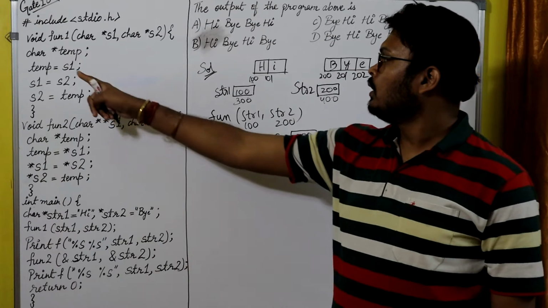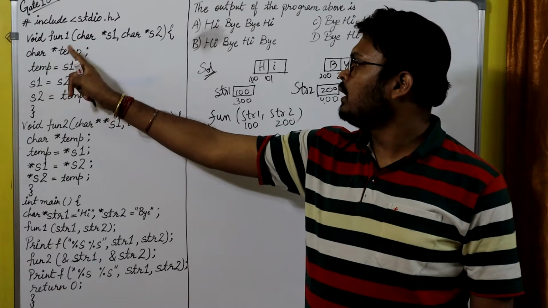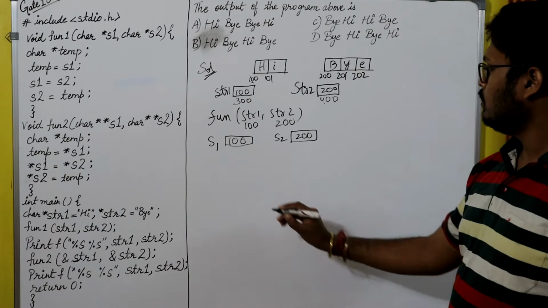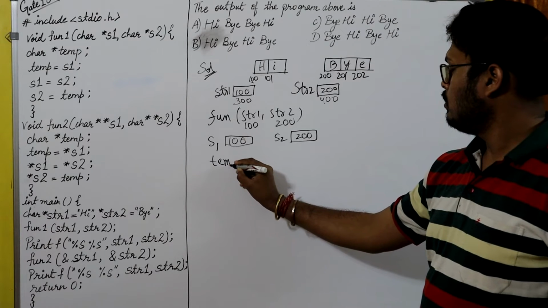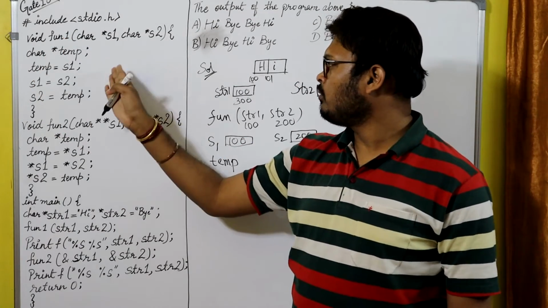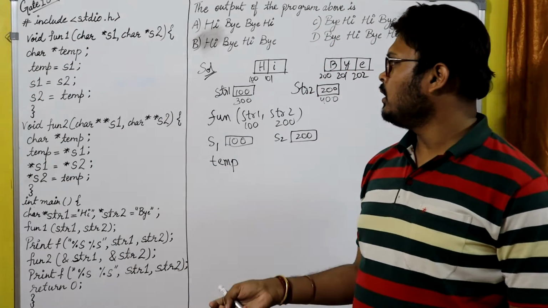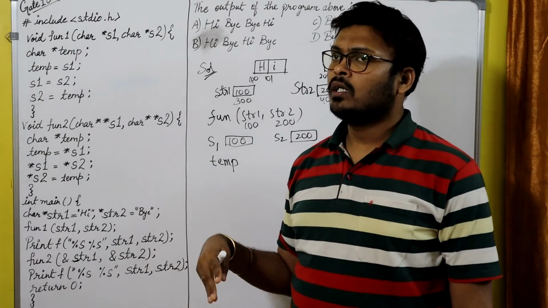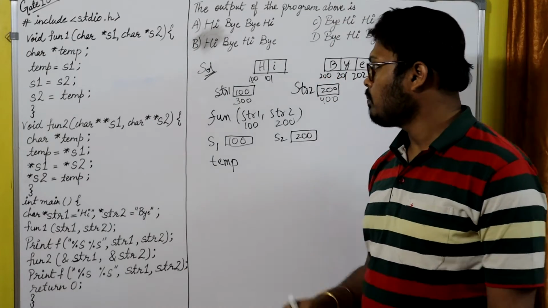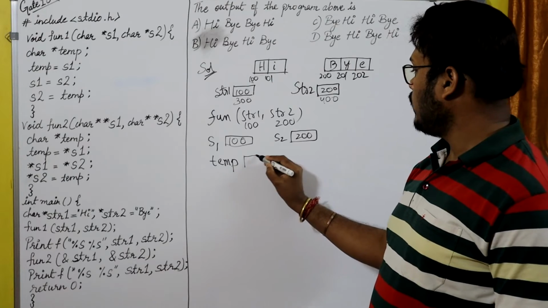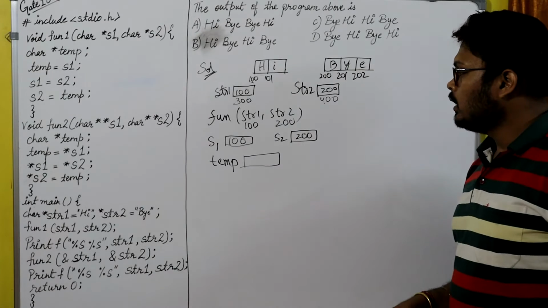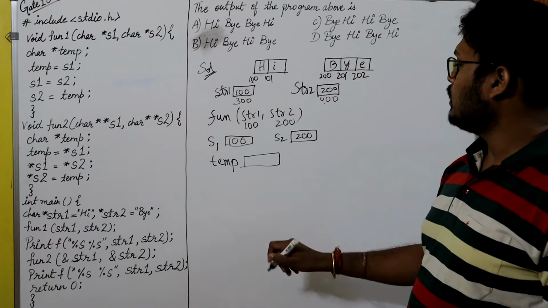There is char star temp. Temp is a character pointer variable. After merely looking at this code, you may think it is a swap function. But let's see whether it is a swap function or not. So temp is a pointer variable. Now let's come to this line: temp is equal to S1. It means temp will contain the value of S1. What is S1? S1 is 100.